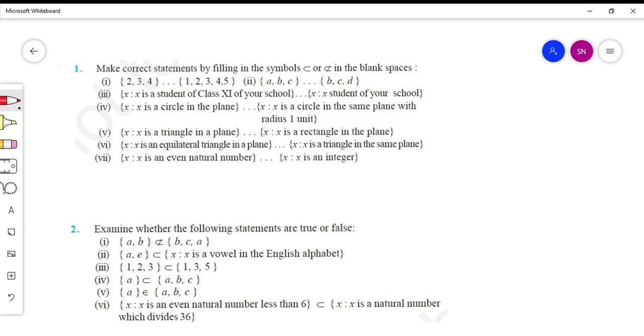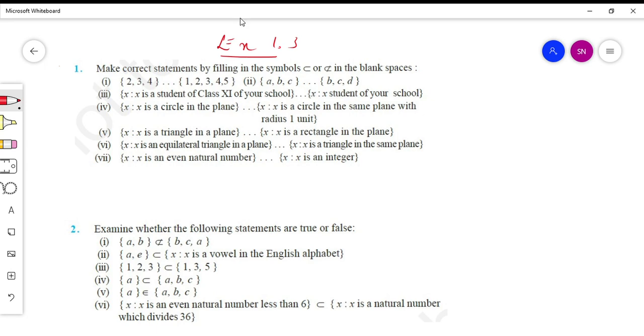The same thing we would be doing with question number one. Question number one, we'd be telling whether it is a subset or not. We would be just writing the symbol of subset or not a subset. And in the second question, we would be writing whether the statement given to us is true or false. Okay. So let's begin. So this is exercise 1.3 of the NCERT textbook.